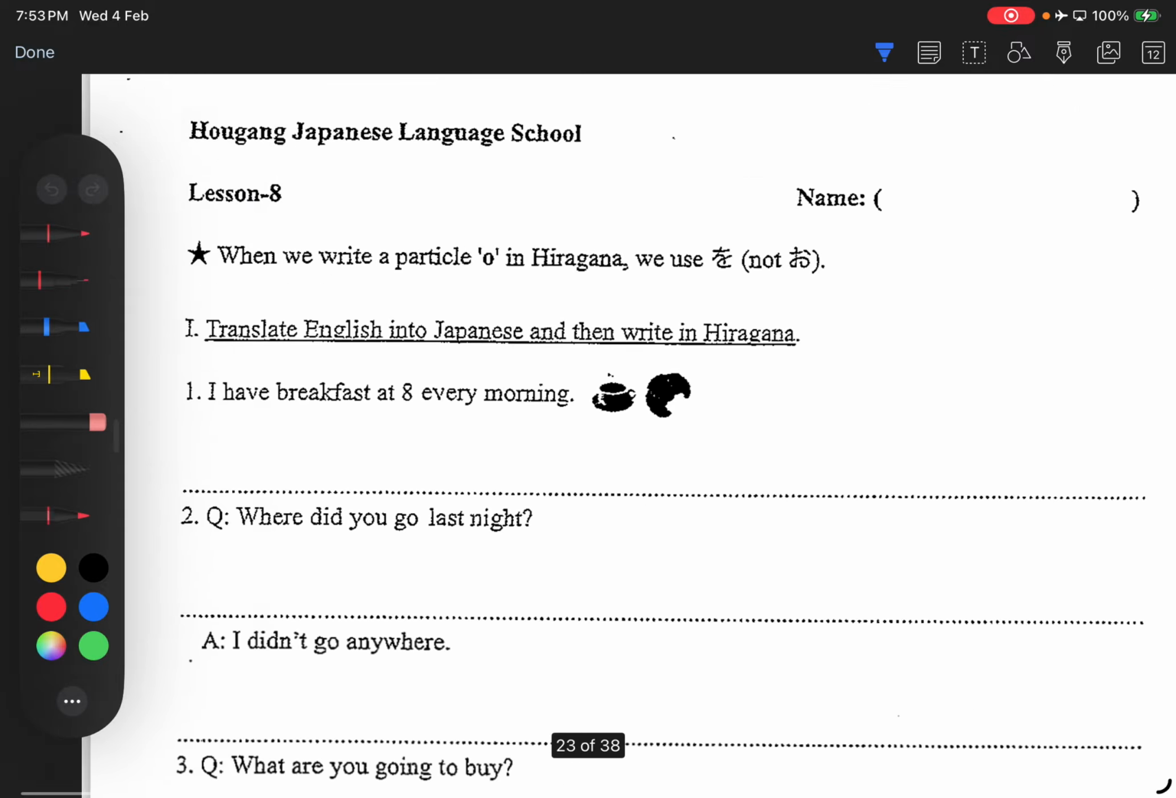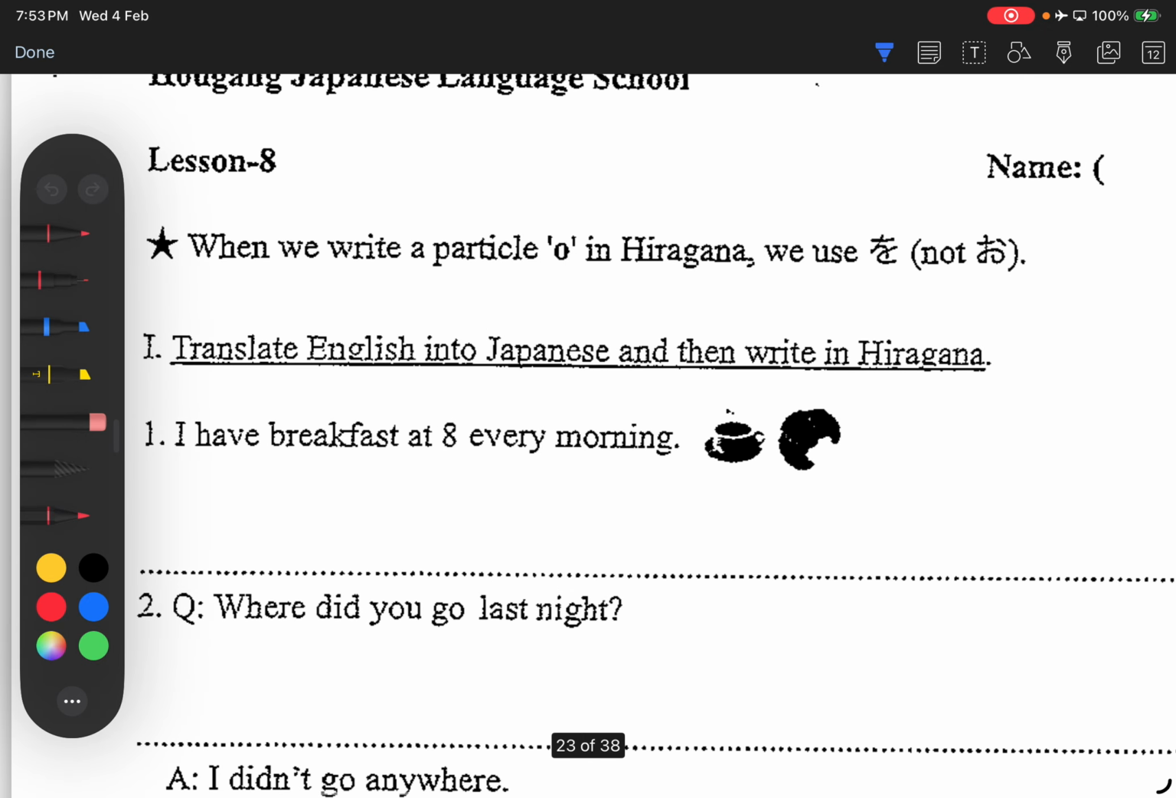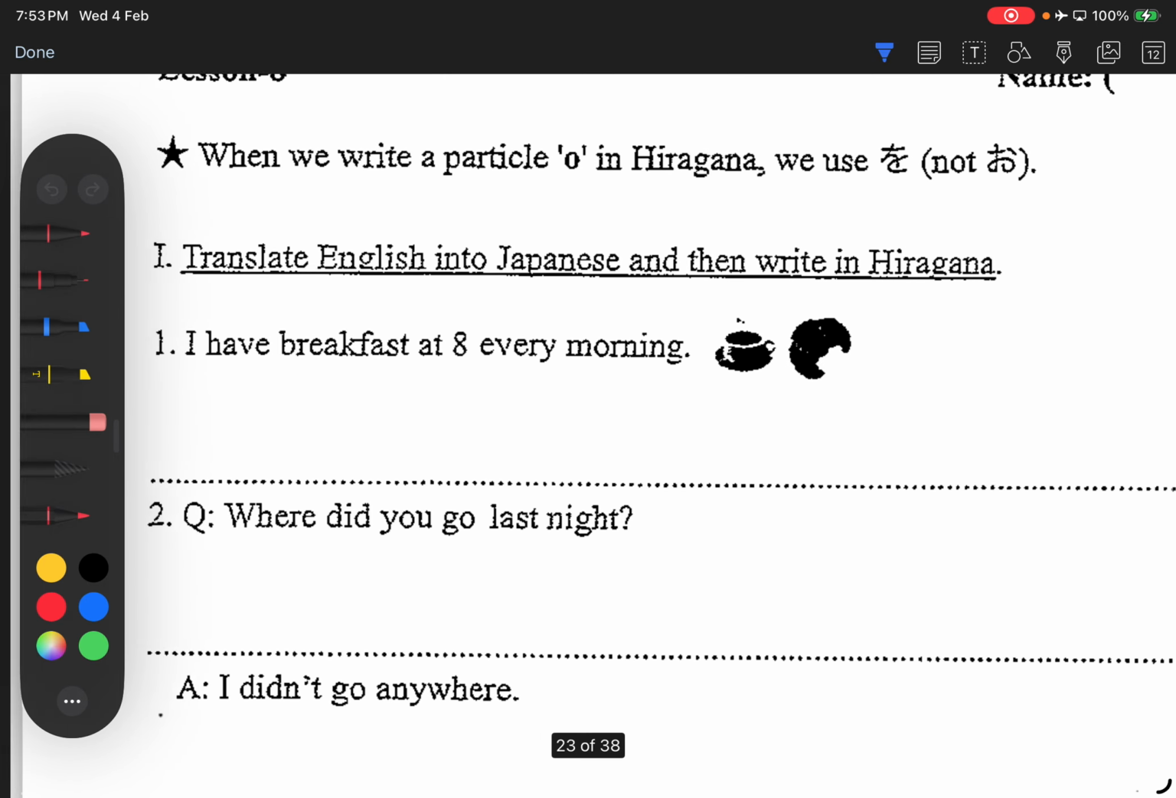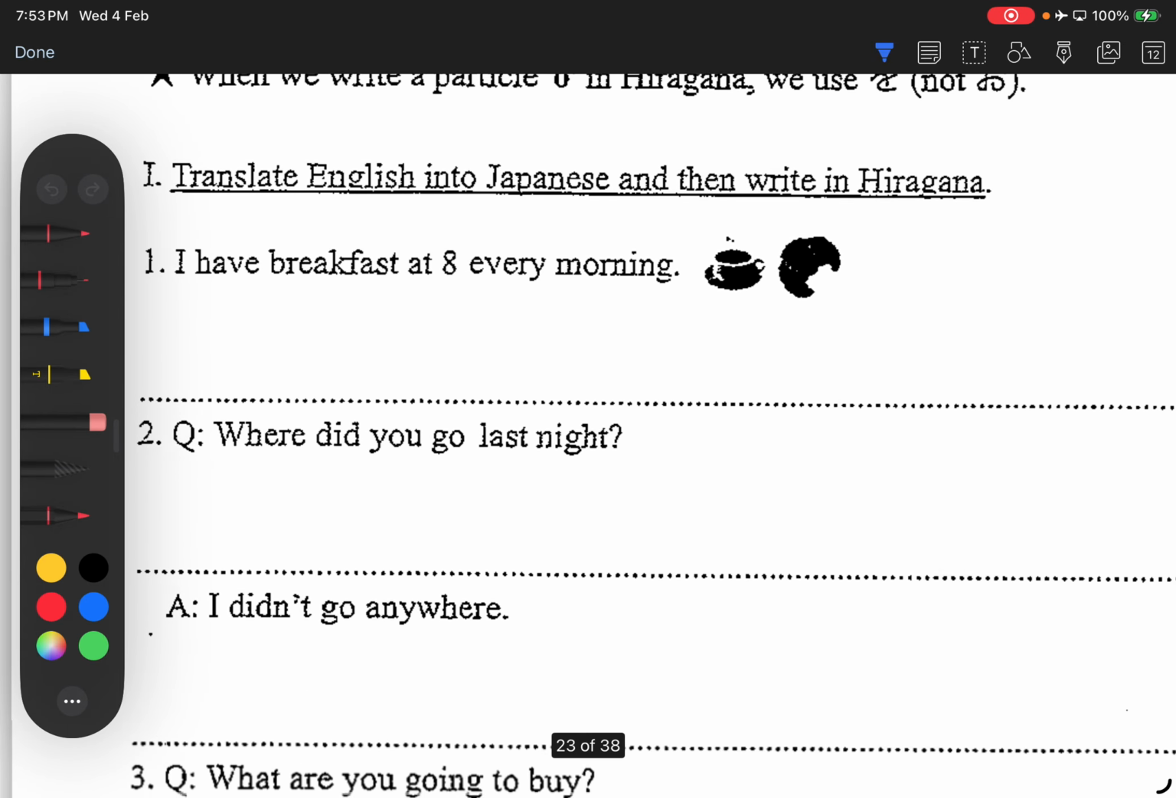Okay, moving on to lesson 8 homework. We will take a break after this. Okay. Translate for me. Is it 3 again? Yeah, 3. I have breakfast at 8 every morning. 毎朝8時に朝ごはんを食べます。Very good. Yeah, it's a bit long. Okay, we need to say every morning first. So maiasa, right? Then at what time? 8時に朝ごはんを食べます。Very good. Yeah, correct.